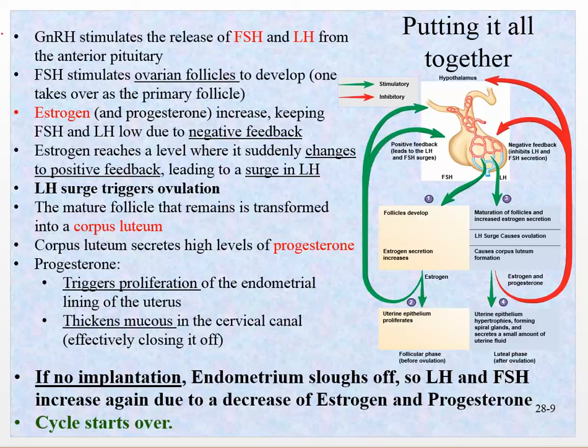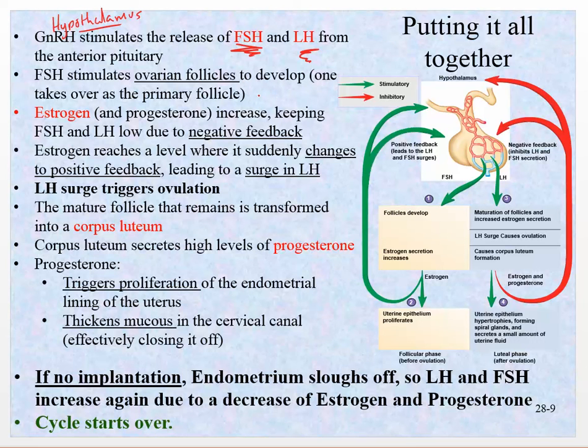Okay, so putting it all together, let's go back over everything one at a time. GnRH, gonadotropin releasing hormone, is released from the hypothalamus. I don't have that written up here, but it's released from the hypothalamus, and it stimulates FSH and LH to be released from the pituitary gland, the anterior pituitary gland. Remember FSH, this should make perfect sense now, stimulates ovarian follicles to develop. It's called follicle stimulating hormone, and it causes ovarian follicles to develop. And then one of those will take over as a primary follicle.